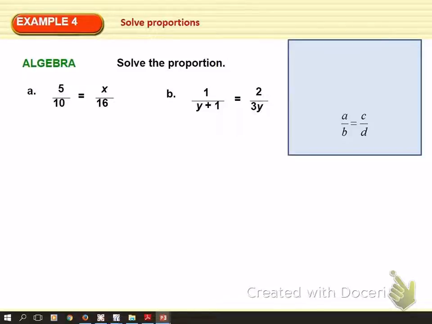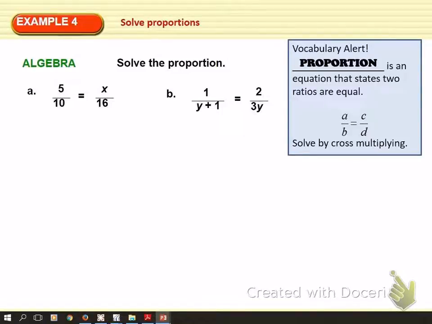Now, moving on. A proportion by definition, and there's the vocabulary box in the top right corner, is when we take two ratios and we're able to set them equal to each other, right? So if I were to say something like the ratio of 1 to 2 and the ratio of 3 to 6, those are the same, so we set them equal and we've just created a proportion. Okay?